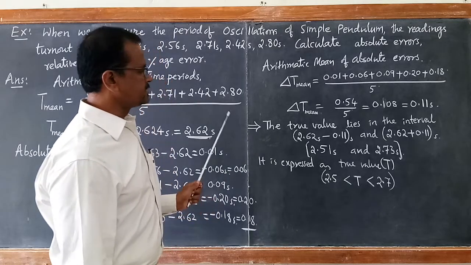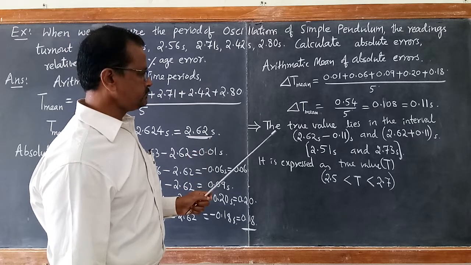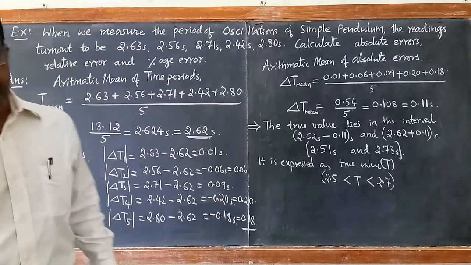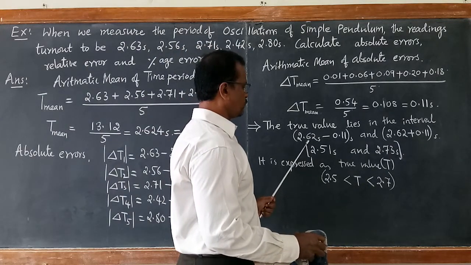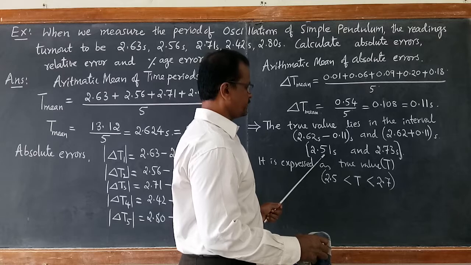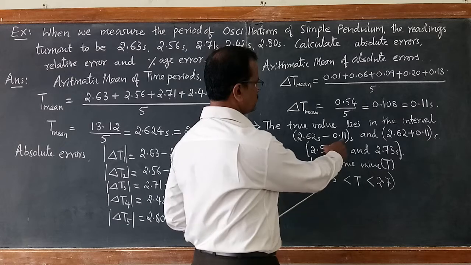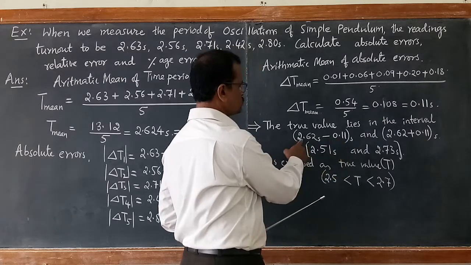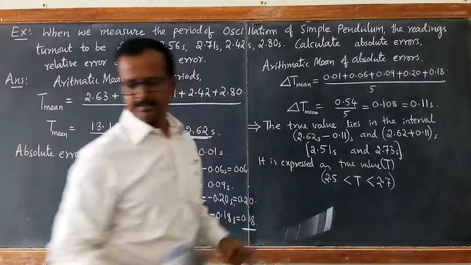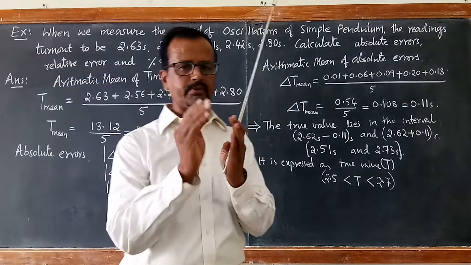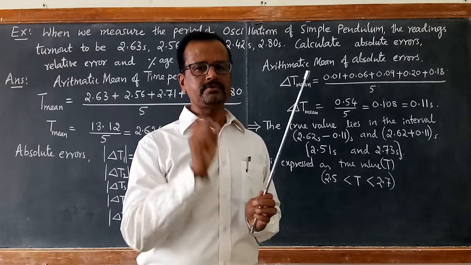Instead of taking the second decimal point, if you take 2.6 here, it becomes 2.5 here, and if you take 2.6 here, it becomes 2.7. If you ignore the second decimal point, it is in between the interval 2.5 to 2.7 second. That is the meaning of the calculation of true value.